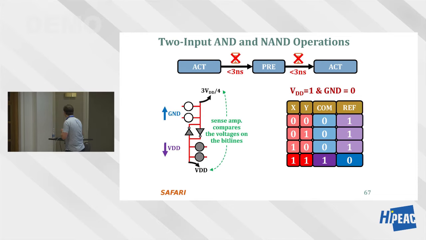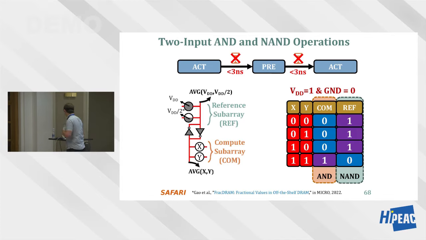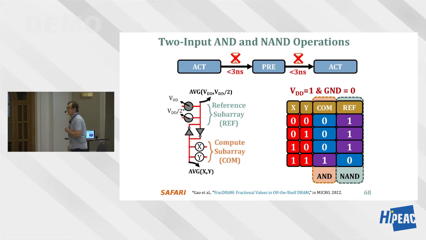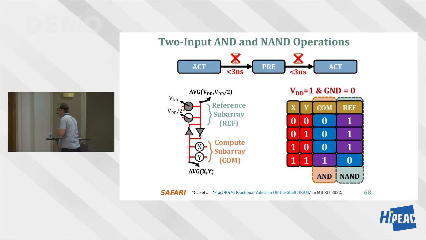Now the interesting case is 1 and 1. When this is 1 and 1, these are both VDD, and this is 3 VDD over 4, which means that when the sense amplifier compares that, the result in the compute subarray will be amplified to VDD, higher voltage, so you get 1 over there, and the result in the reference subarray will be amplified to 0, so you get 0. Now let's take a look at what function we got actually. The function we got in the compute subarray is really an AND of X and Y, and the function we got in the reference subarray is really a NAND of X and Y.